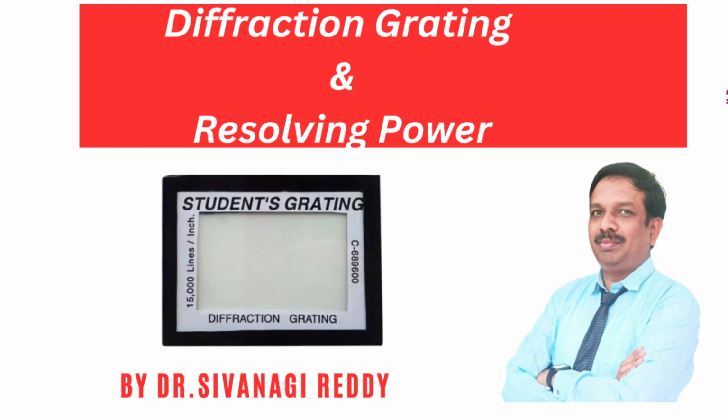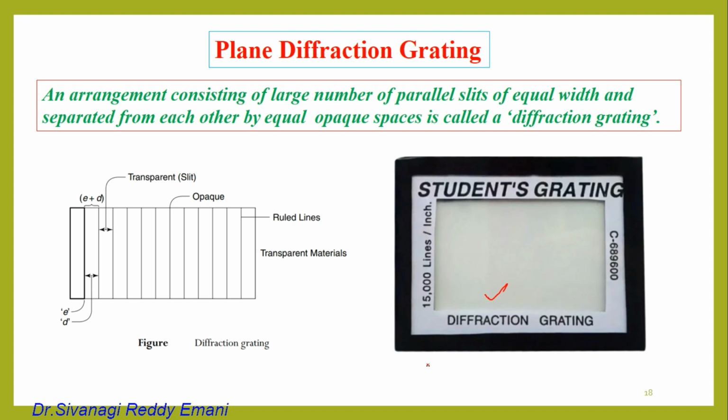In this lecture, we are going to see the plane diffraction grating and the grating which we use in the lab. When it comes to the definition, we can define it as an arrangement consisting of a large number of parallel slits of equal width and separated from each other by opaque spaces, called a diffraction grating.